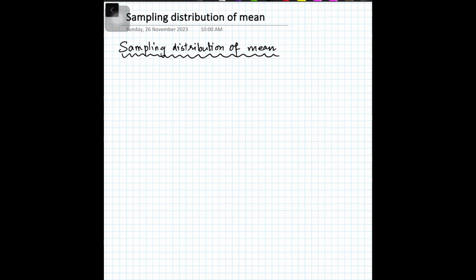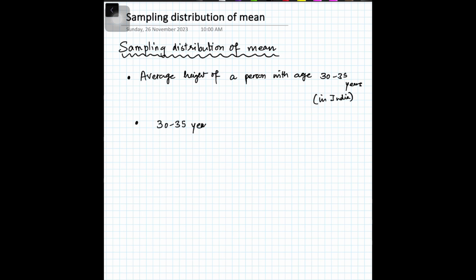Suppose you are interested in the average height of a person with age 30 to 35 years, anywhere in the world, suppose, or say some specific country, in India. So what is the process? How can you find this? Suppose in this age group 30 to 35 years, how many people are there? There are so many, right?